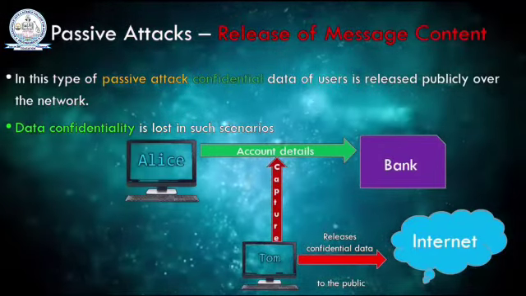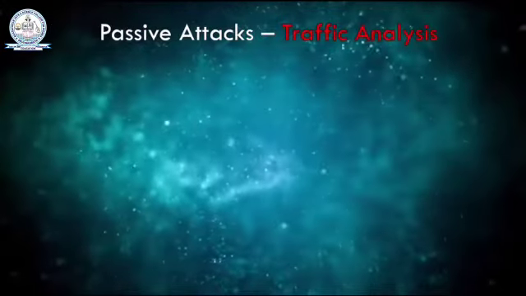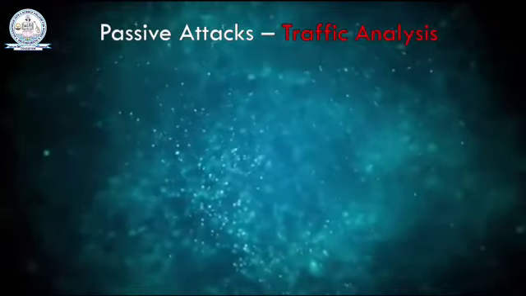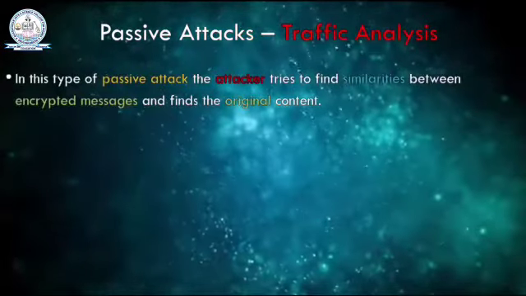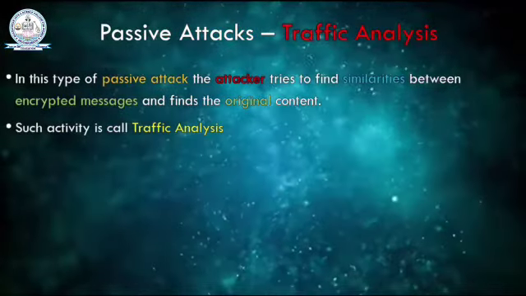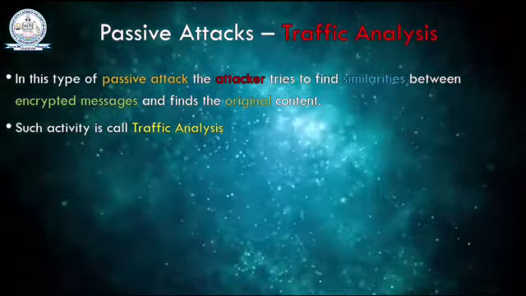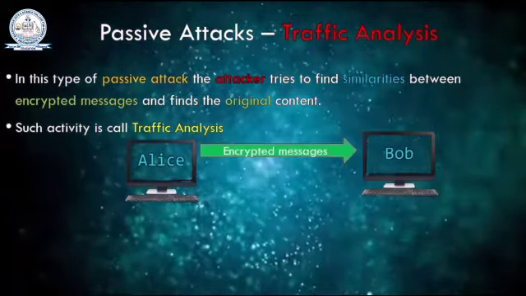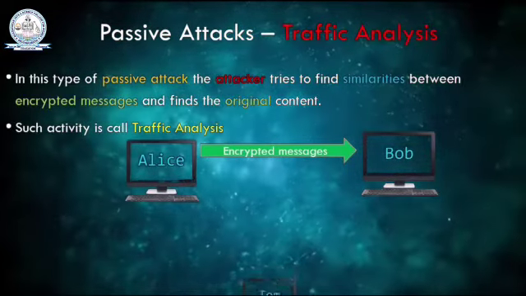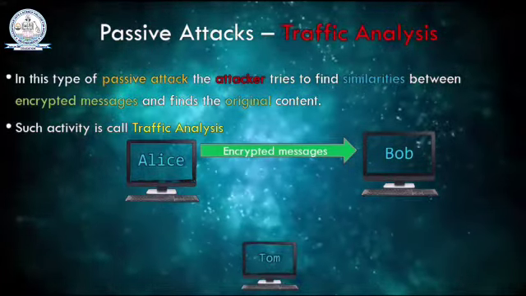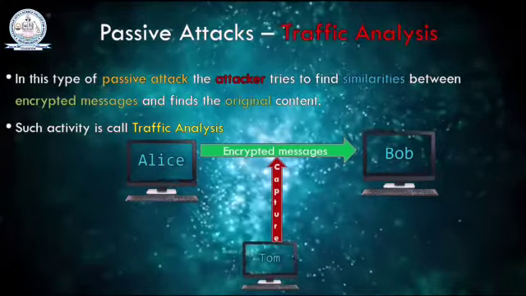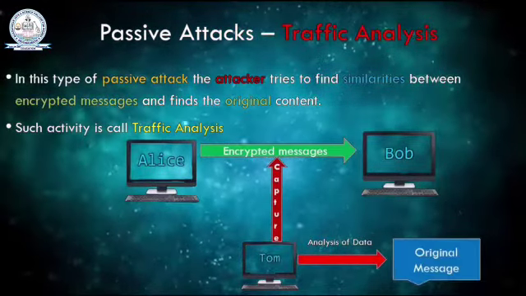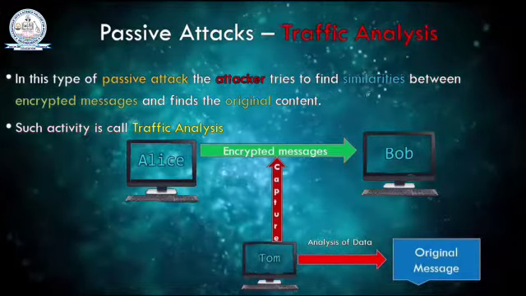Now let's have a look at another type of passive attack, that is traffic analysis. In this type of passive attack, the attacker tries to find similarities between encrypted messages and finds the original content. Such activity is called traffic analysis. In this example, Alice sent the message in encrypted format to Bob. Tom intercepts the message to analyze the data and find the original message. This activity is done in traffic analysis. These are the types of attacks.